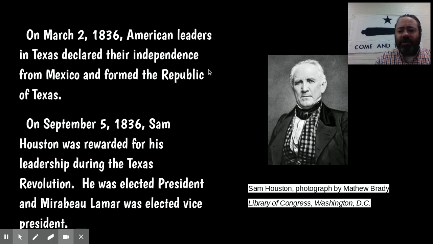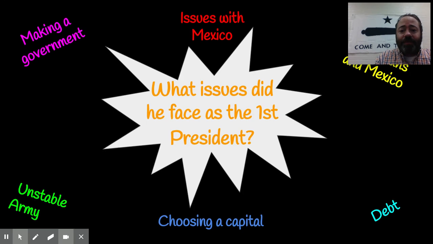So we'll talk a little bit about Sam Houston. On March 2nd, 1836, American leaders in Texas declared their independence from Mexico and formed the Republic of Texas. On September 5th, 1836, Sam Houston was rewarded for his leadership during the Texas Revolution. He was elected president, and Mirabeau Lamar was elected vice president.